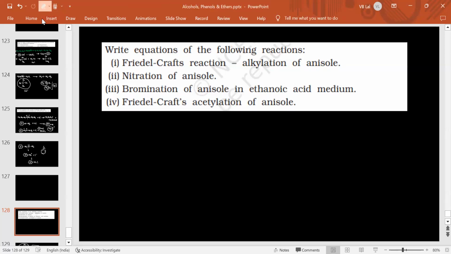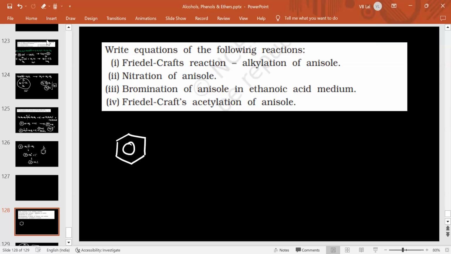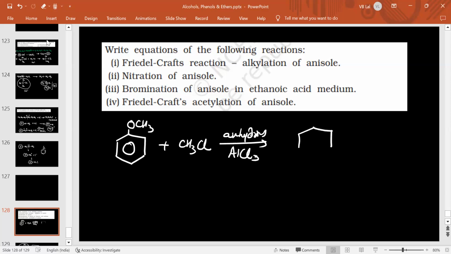Friedel-Crafts reaction, alkylation of anisole. Let us write. Anhydrous AlCl3, ma'am. Yes. So you will write anisole is this one. And for alkylation, you can use anything, CH3Cl, and with anhydrous AlCl3, right? You will get the product which is ortho-methyl methoxybenzene or ortho-methoxytoluene, anything you can write.